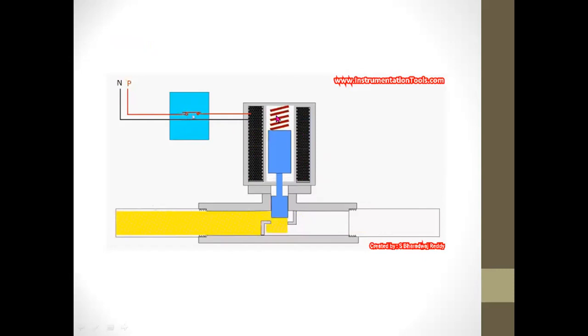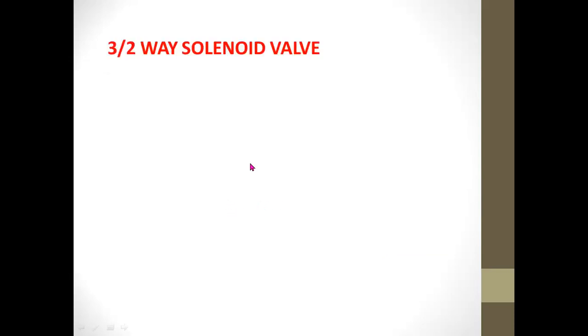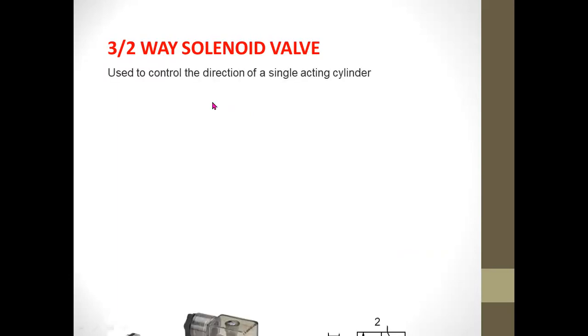Once you de-energize the coil of the solenoid valve, the spring will push back the plunger to its original position. For the single acting cylinder, as discussed last time, we have the three two-way solenoid valve. This is used to control the operation of the single acting cylinder.